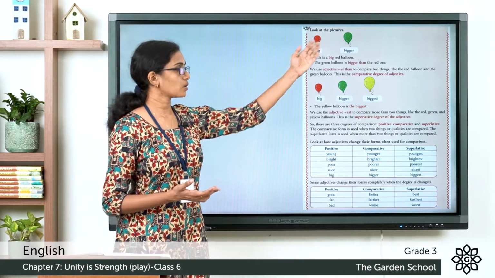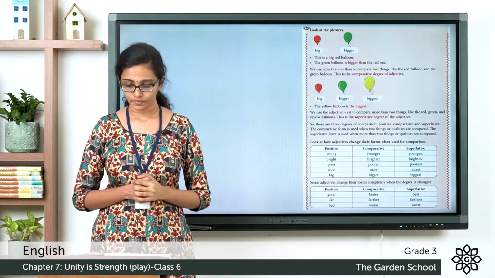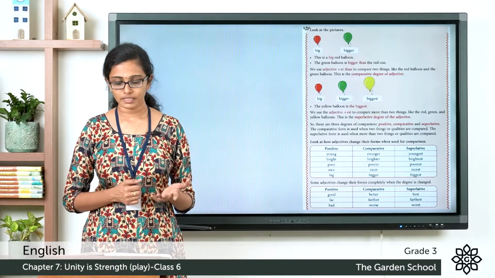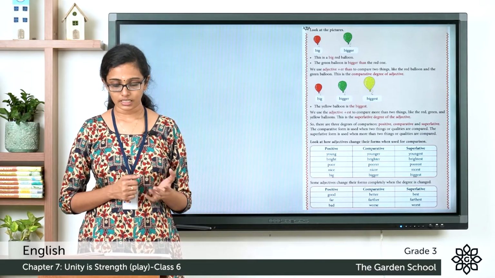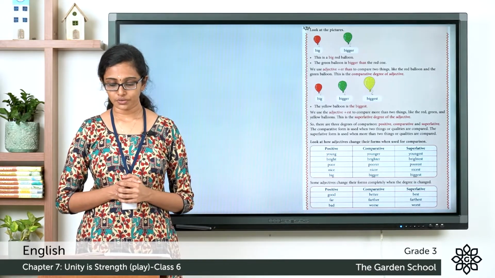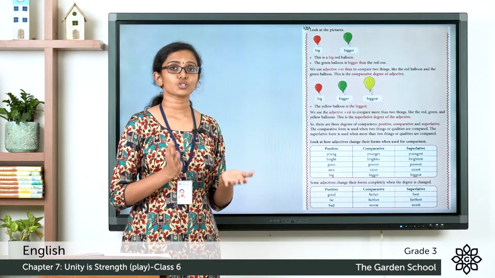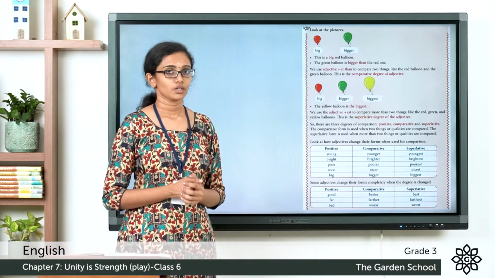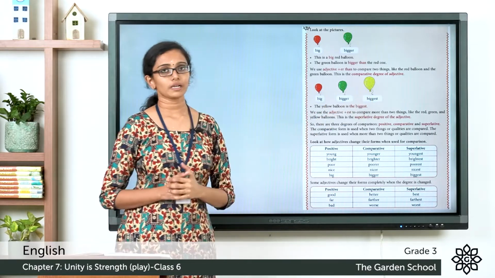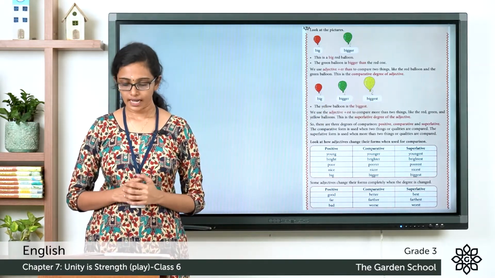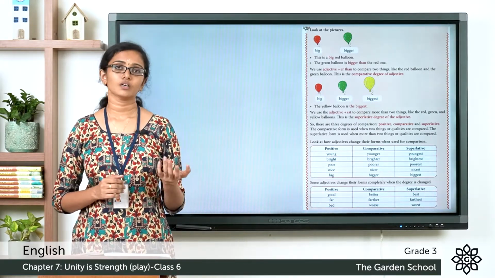So in the beginning we compared only two balloons, but here we are comparing more than two. We compared three balloons here. So we use the adjective plus est to compare more than two things like the red, green and yellow balloons. This is the superlative degree of the adjective. So here the word biggest is the superlative degree of the word big. So this is the positive degree, this is the comparative degree, and this is the superlative degree. So there are three degrees of comparison: positive, comparative and superlative.